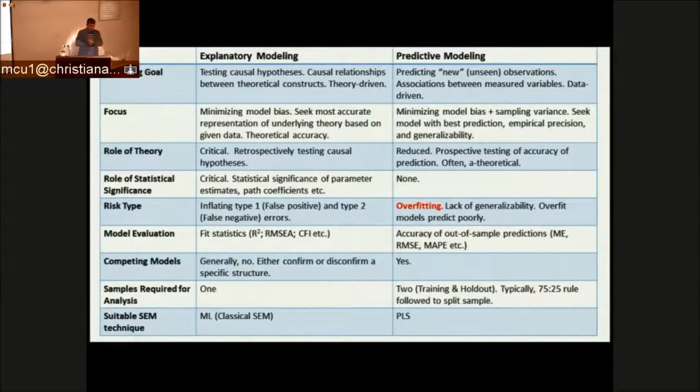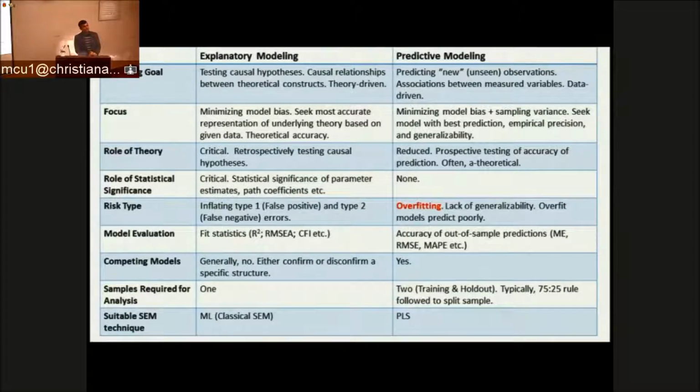So for explanatory modeling, the real goal is theory testing. You create models based on theory. You have hypotheses. Each of these paths represents a hypothesis, and you're really testing whether these paths differ from zero or not. Are they significantly different from zero or not? So you're really looking at causal relationships between theoretical constructs. Okay? And it's very heavily theory-driven.